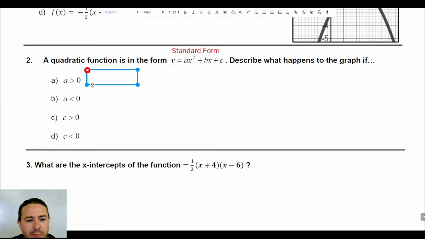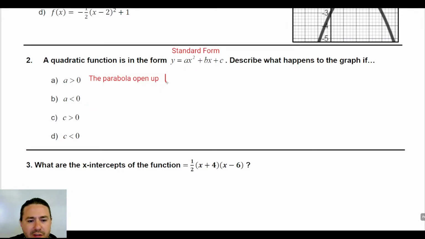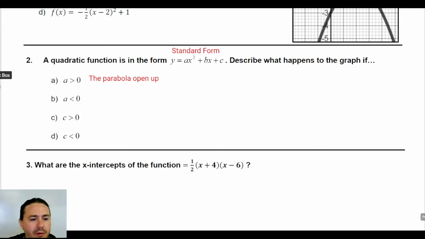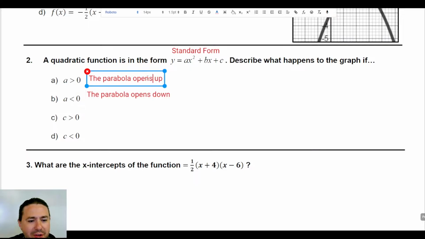So if a is positive, then the parabola opens upward. Okay? In other words, like we've got, sort of like a smiley face parabola. Okay? And if a is negative, then the parabola will open down. Can I spell here? Parabola opens down. Wow. Open up. Nice grammar there. Okay, yeah, so the parabola opens up, the parabola opens down.